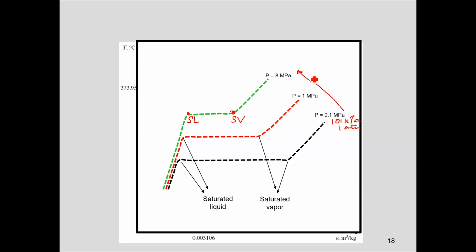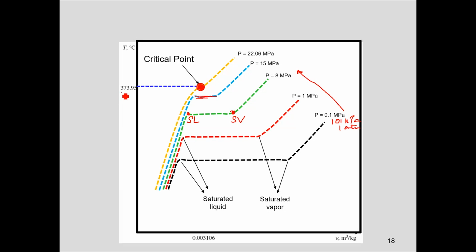Now, if I continue increasing the pressure, let's say to 15 megapascal to 22.06 megapascal, what would happen at 22.06 megapascal? There is no distinct two-phase region existing. There's only a point. This point is the critical point, and this is the critical temperature, correspondingly critical specific volume, along this line, or for any line which is beyond this line.